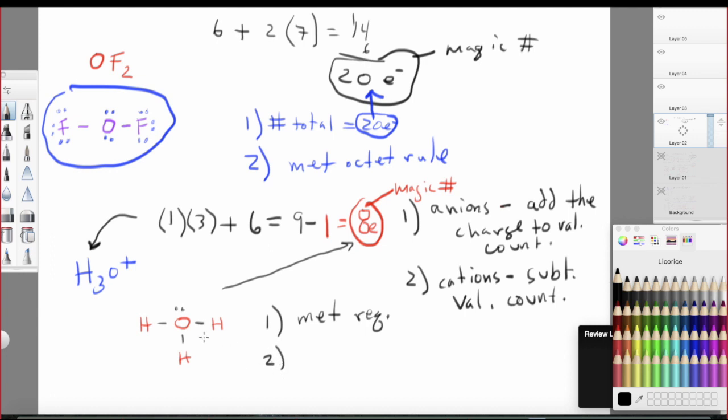And test number 2, we have to make sure we met the octet rule for oxygen. We see that we have, so we met octet. All right, and then for the hydrogens, they can never have more than 2 electrons. Never more than 2 electrons. All right, with that, I'm going to go ahead and conclude the mini lesson.